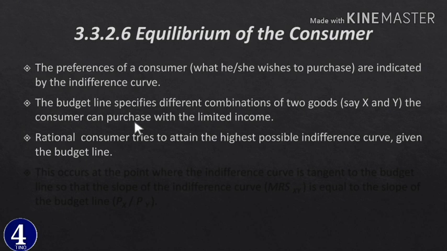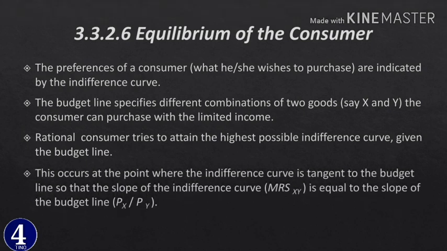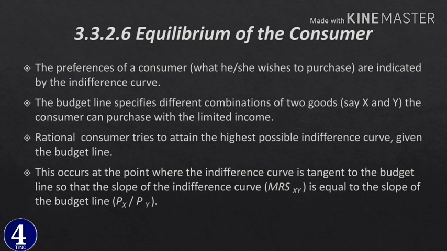So this maximum indifference curve, given the budget line: at which point is it realized, or found? It occurs at the point where the indifference curve is tangent to the budget line, so that the slope of the indifference curve is equal to the slope of the budget line. Let's leave the slopes for now, and what is the main point?